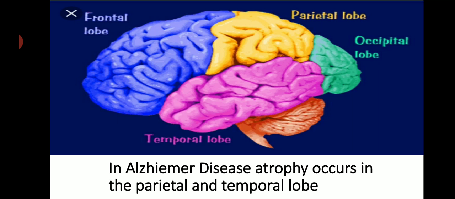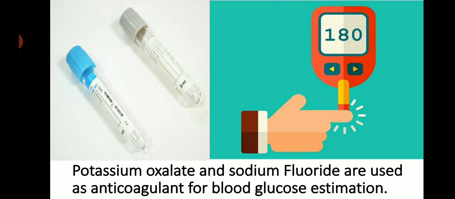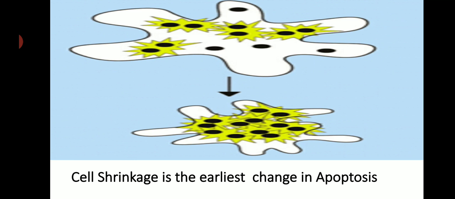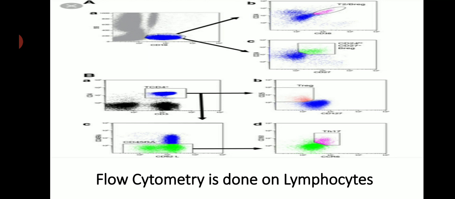In Alzheimer's disease, atrophy occurs in the parietal and temporal lobe. Potassium oxalate and sodium fluoride are used as anticoagulant for blood glucose estimation. Cell shrinkage is the earliest change in apoptosis. Flow cytometry is done on lymphocytes.